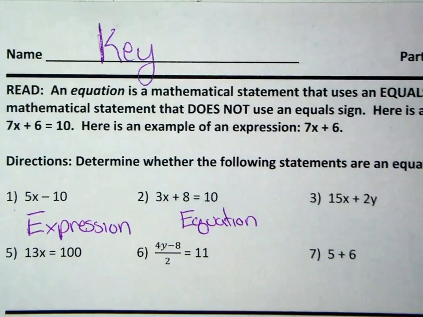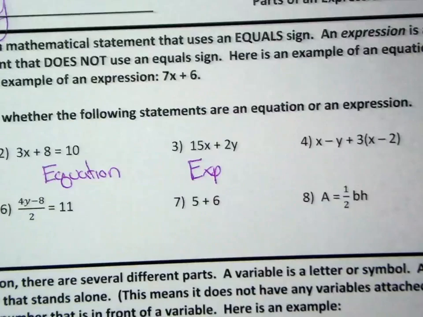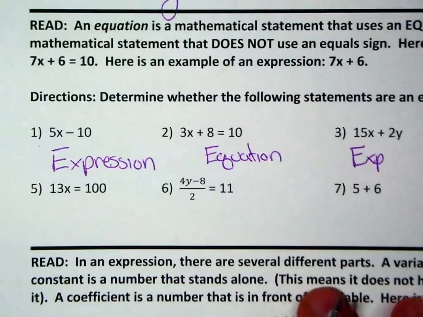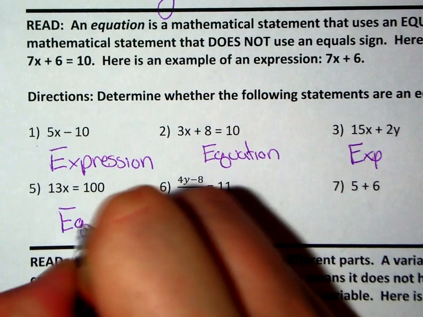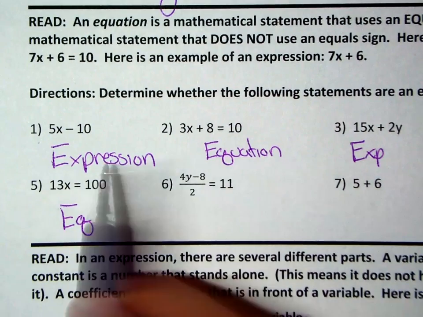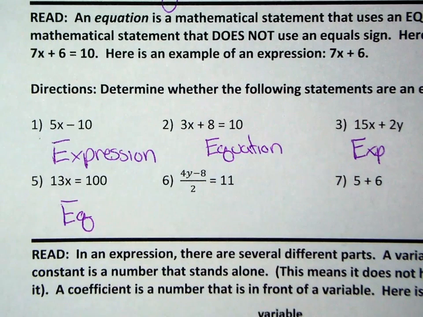And I'm fine at this point if you go ahead and abbreviate expression EXP and equation EQ, just so long as you know that those two terms represent expression and equation if you're going to use them. If not, feel free to go ahead and write out the entire word.